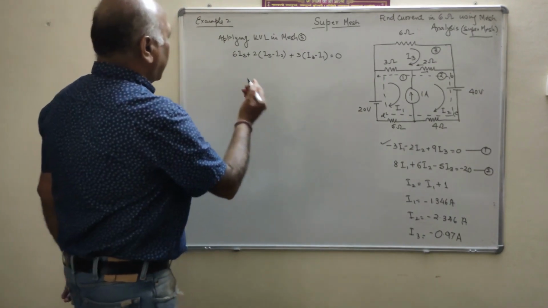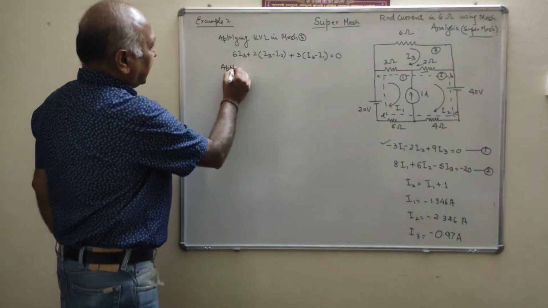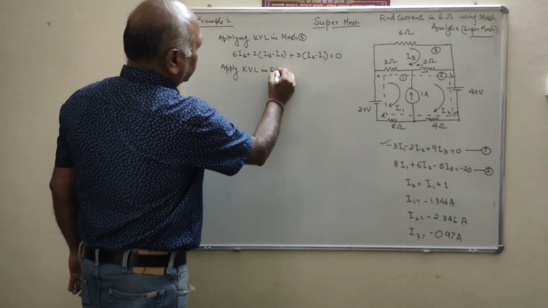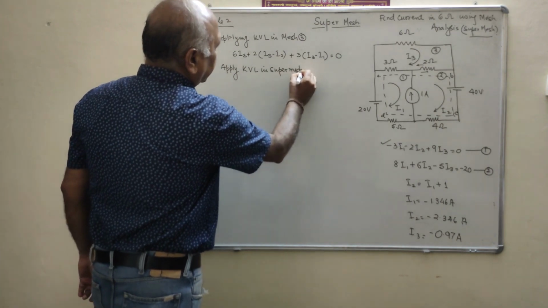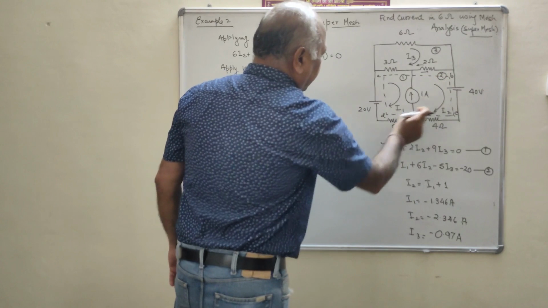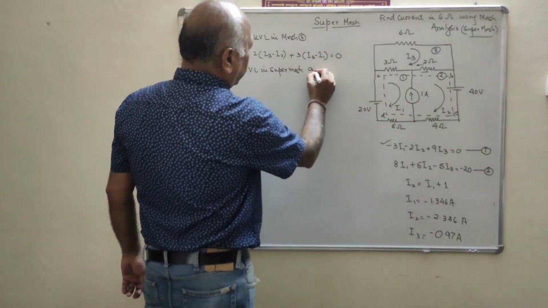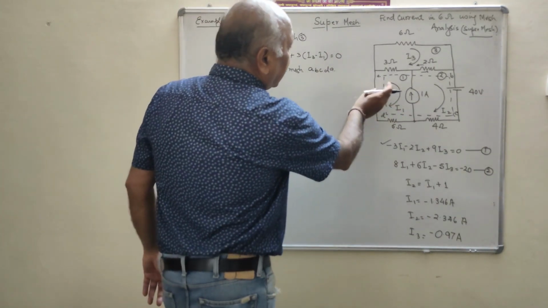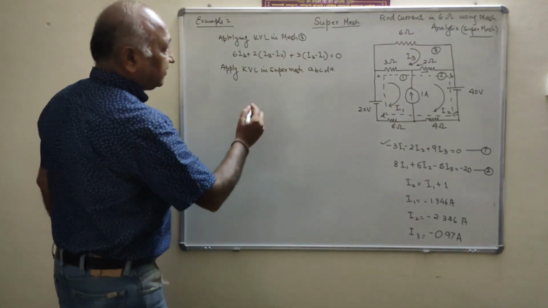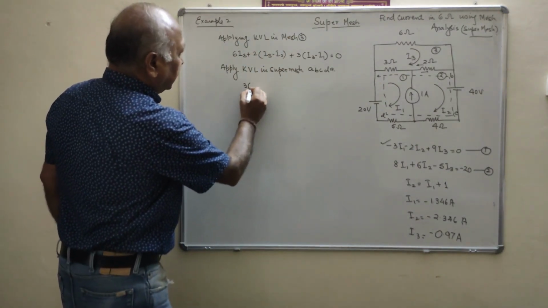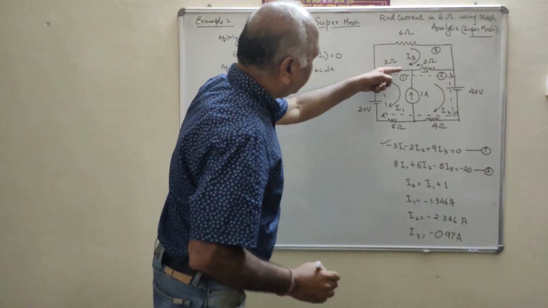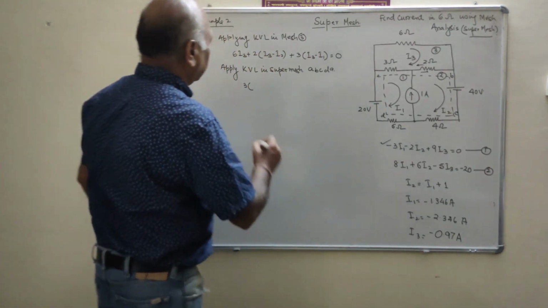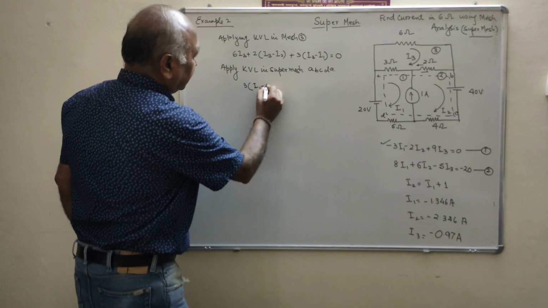Clear? Now we will apply KVL in the super mesh. And what is the name of the super mesh? A, B, C, D, A. Clear? That is A, B, C, D, A. Now you will see what is the drop in 3 ohm. That is 3 into (I1 minus I3). Clear? Because for mesh 1, the dominating current is I1. That is I1 minus I3.